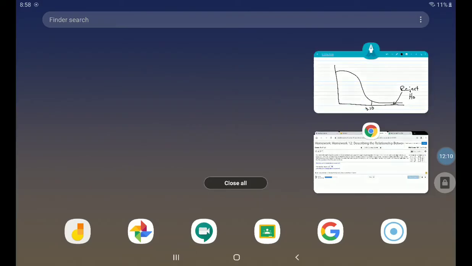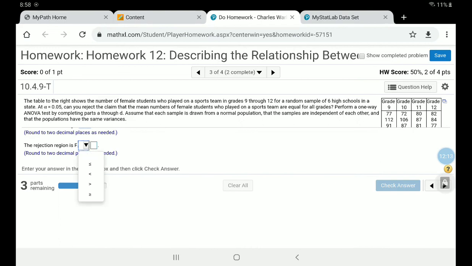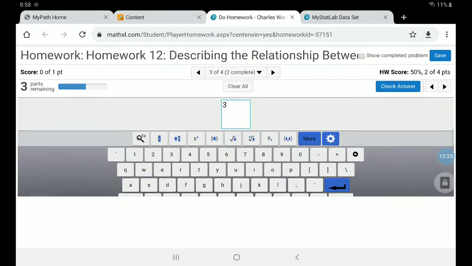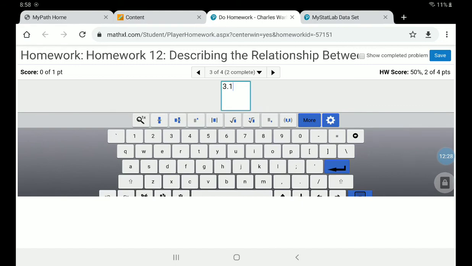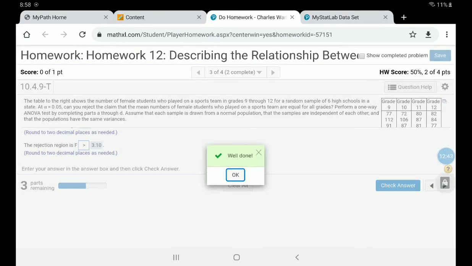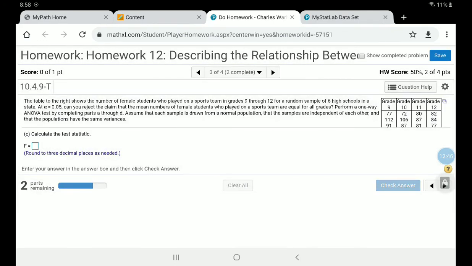Okay, so let's see if that answers the question. We will reject if X is greater than, because that's out on the tail, right? Greater than or equal to 3.10. Maybe strictly greater than 3.10. Okay. So it has to be strictly greater than 3.10. Not greater than or equal to. Okay, calculate the test statistic.